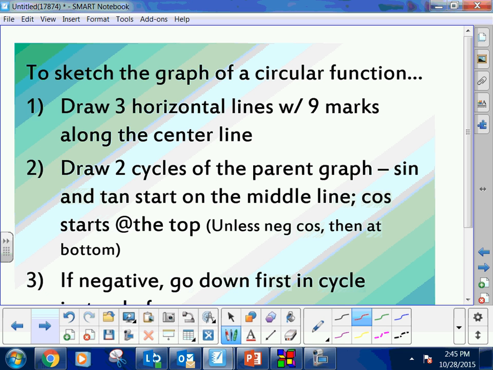And one of the properties is that sine and tangent start at the midline. Cosine starts at the top, and I'll explain why. Now, if cosine is negative, it will start at the bottom. And if the tangent or sine function is negative, then it will first go down in the cycle. I'll explain all that as well.